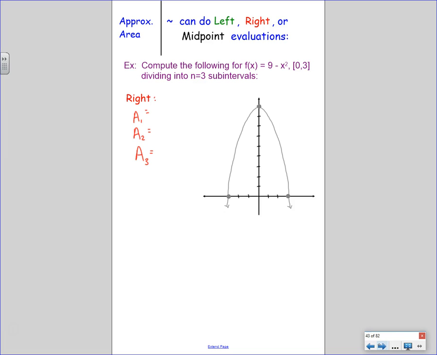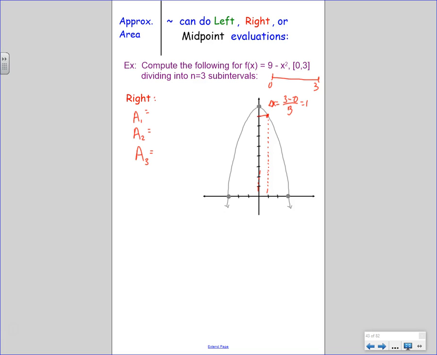So from the right, I have to do my exact same partitioning because I'm still going from 0 to 3. I'm still cutting it into 3 subintervals. The nice thing is I still am going to go by my 1s for my delta x. But this time, instead of hitting at 0, where am I going to stop my rectangle? Establish the height and go back.